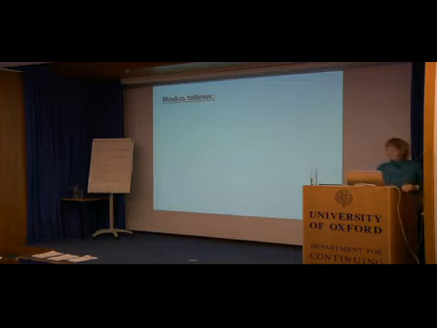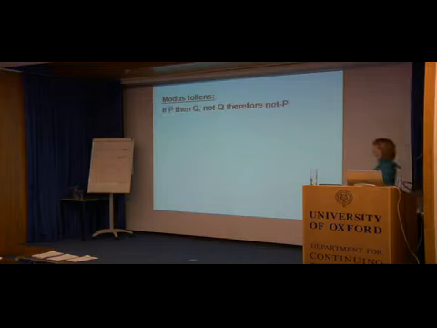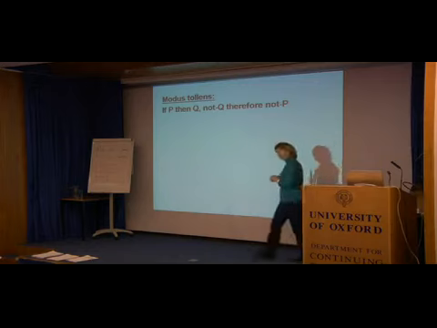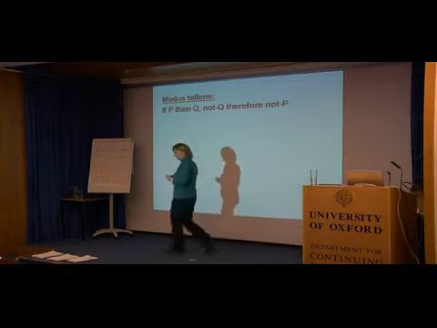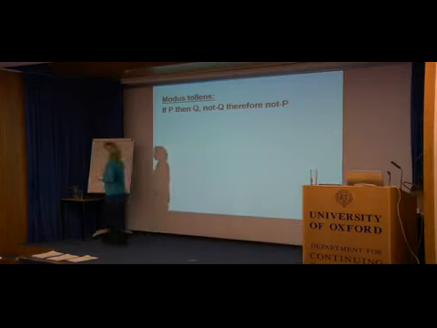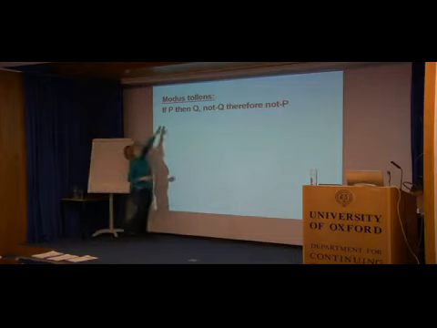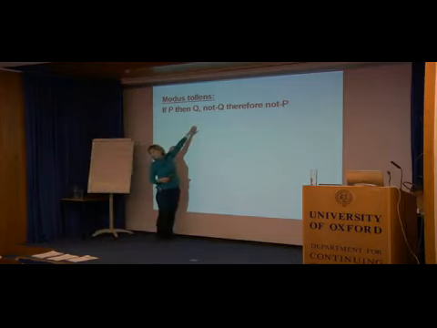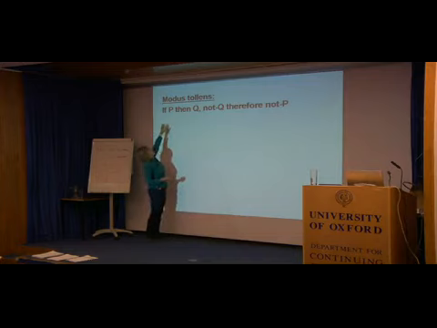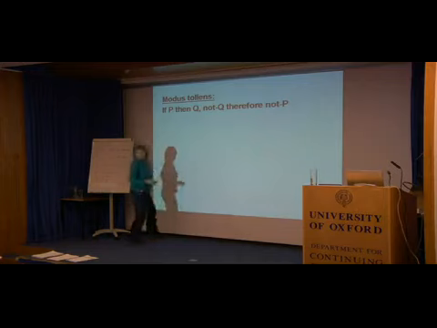Here's modus tollens, the mode of denial. If P, then Q, not Q, therefore not P. Okay, if P, then Q, not Q, therefore not P. So this is saying, in effect, that P is sufficient for Q. Have I got it the wrong way around?